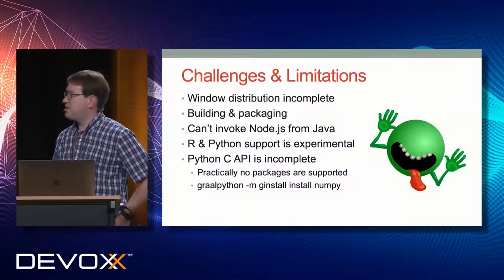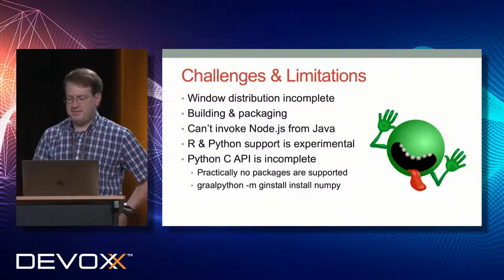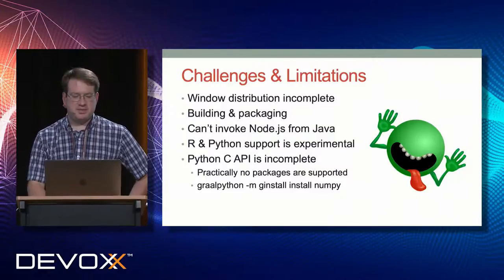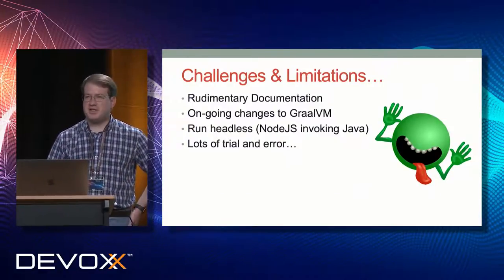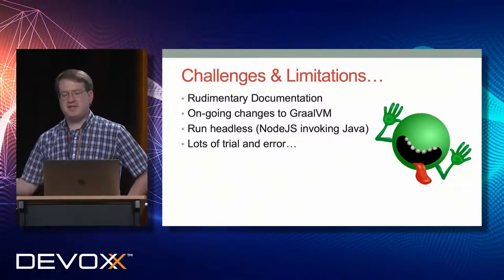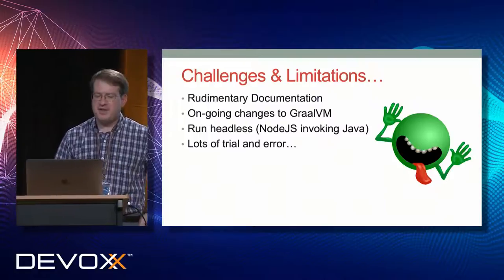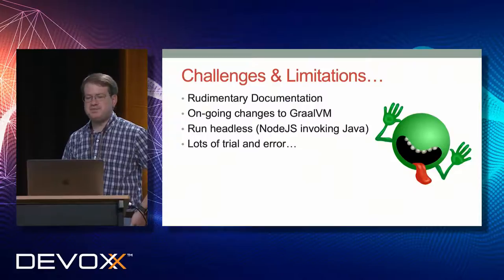JavaScript works out of the box, but R and Python are a little bit behind. R is in better shape than Python. Python, as I mentioned, they're still implementing the API. The documentation is still a little bit rudimentary, so you're kind of glancing over blogs trying to find examples that work, which is kind of a challenge. There are also ongoing changes to GraalVM, so they're not necessarily backward compatible.